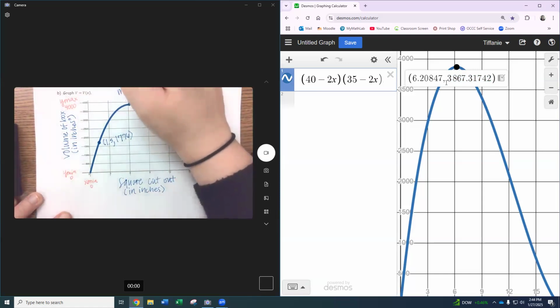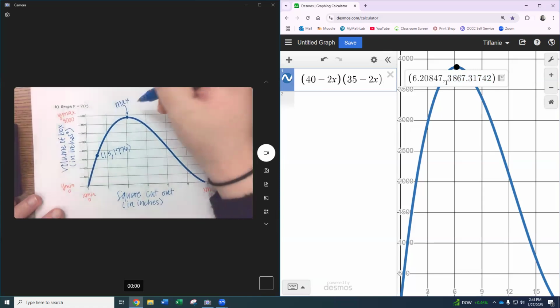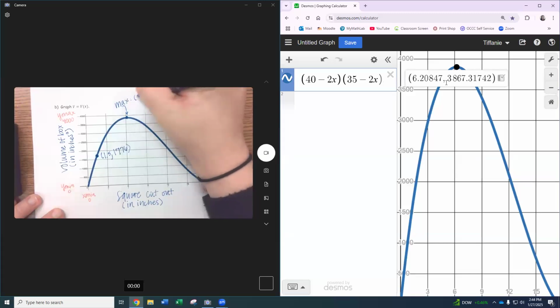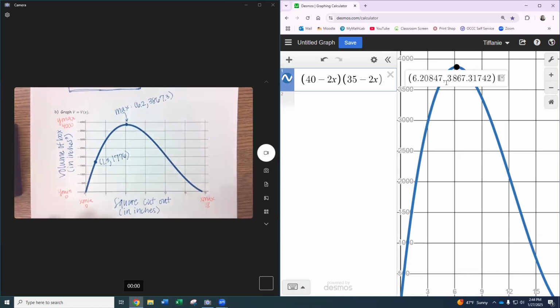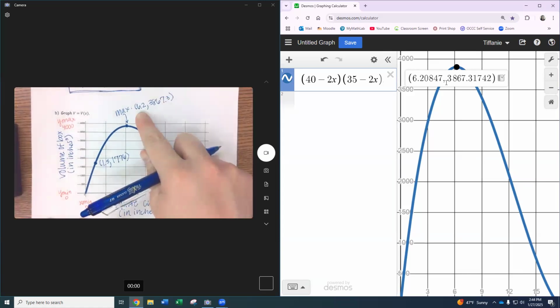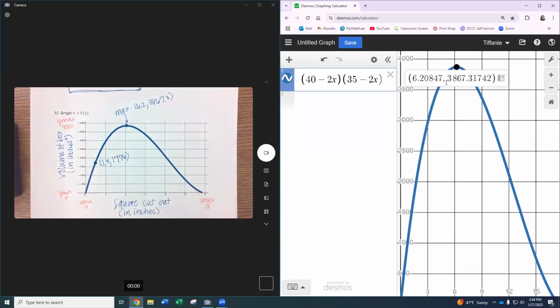But this right here is my max. And so in this problem, we had a max of roughly, I'm going to just call that 6.2, comma, 3,867. I guess we'll go with a 0.3. So if we cut out squares that are roughly 6.2 inches, then we'll have our max volume of roughly 3,867 inches cubed right there.